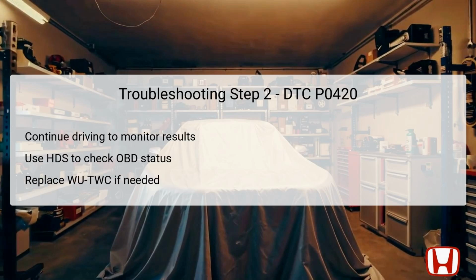The second step in troubleshooting DTC P0420 requires ongoing monitoring during the test drive until results manifest in the form of the OBD, onboard diagnostic status. Continue to observe the diagnostic data until the HDS indicates what actions may be necessary. If the HDS reports a failed status for DTC P0420, this typically signifies that the system has confirmed a failure point, and the next step is to replace the WUTWC, which stands for Warm-Up Three-Way Catalytic Converter.